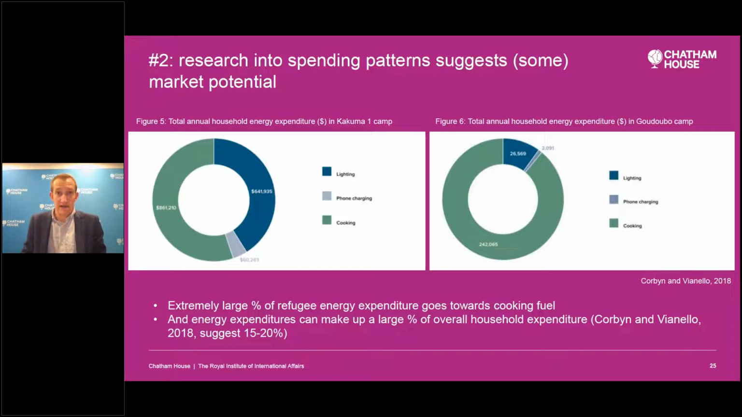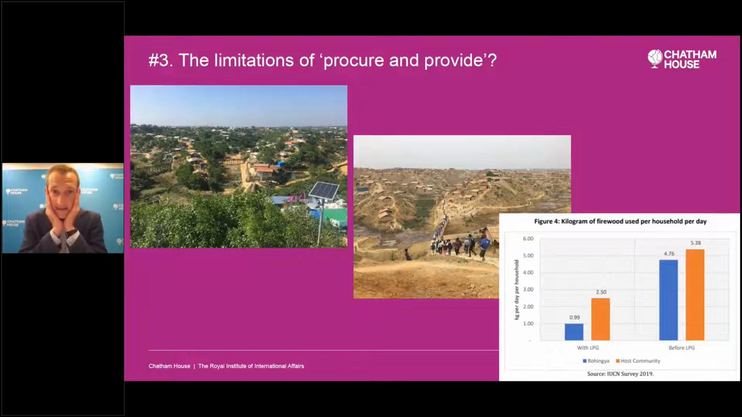Thirdly, Renisha, if we go on, I guess perhaps most difficultly, I think we also all have to acknowledge the limitations of the procure and provide model. So in this slide, I've shown pictures of the Cox's Bazar camp in Bangladesh, and I'm a really huge fan of what has been achieved there.